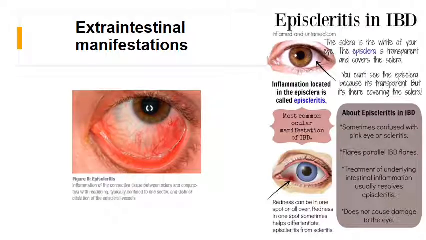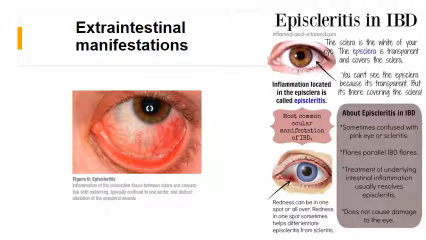Now the first extraintestinal manifestation that we're going to study is episcleritis. Now when you look at your eye, you see the white of the eye and you call it sclera. However, there is a transparent covering on top of the white of the eye called the episclera. When there is inflammation which is limited to the episclera, it's called episcleritis. However, when the inflammation is present in the layer below the episclera, that is the sclera, then it's called scleritis.